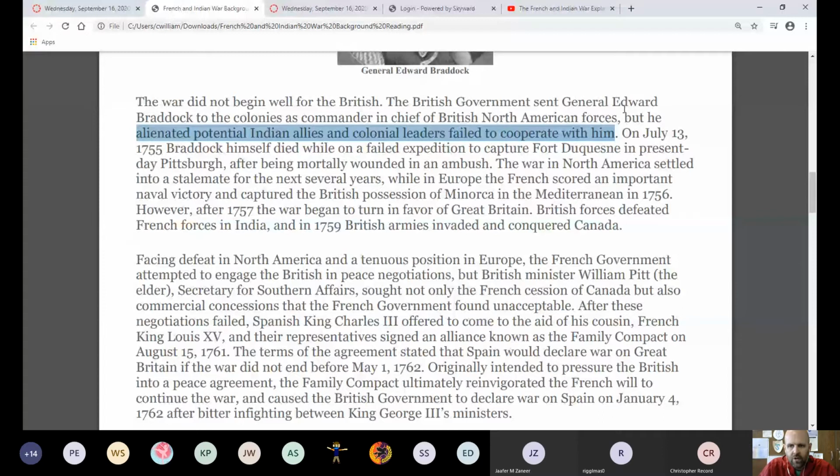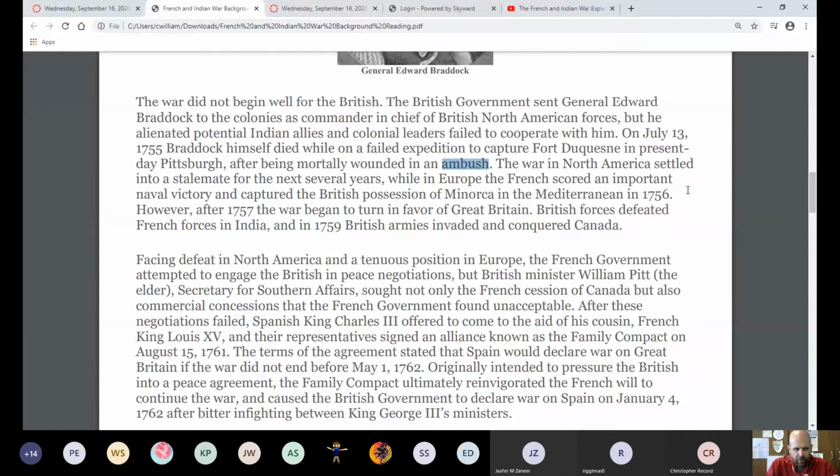Okay? On July 13, 1755, Braddock himself died while on a failed expedition to capture Fort Duquesne in present-day Pittsburgh after being mortally wounded in an ambush. What happened was that the French and their Native American allies basically implemented guerrilla warfare in killing Braddock and his men. So if you think about warfare in Europe, it's largely defined by rows and rows of soldiers in an open battlefield, and they advance row by row and they fire and then they advance another row.